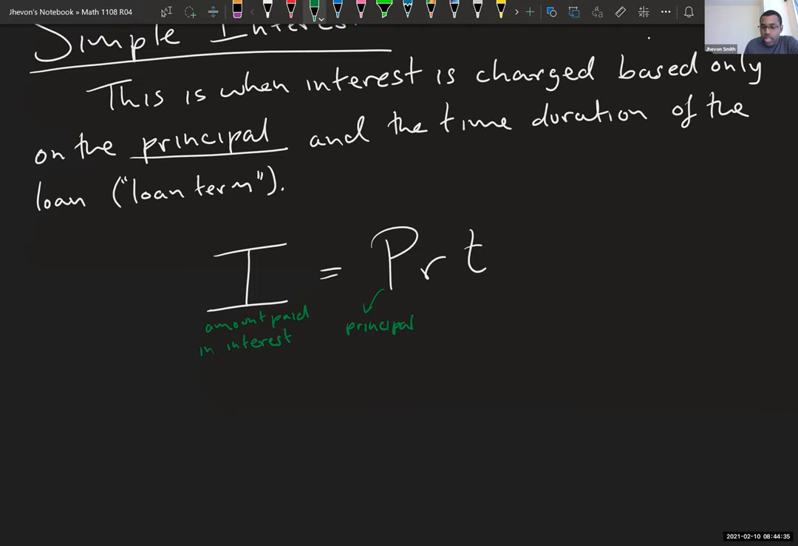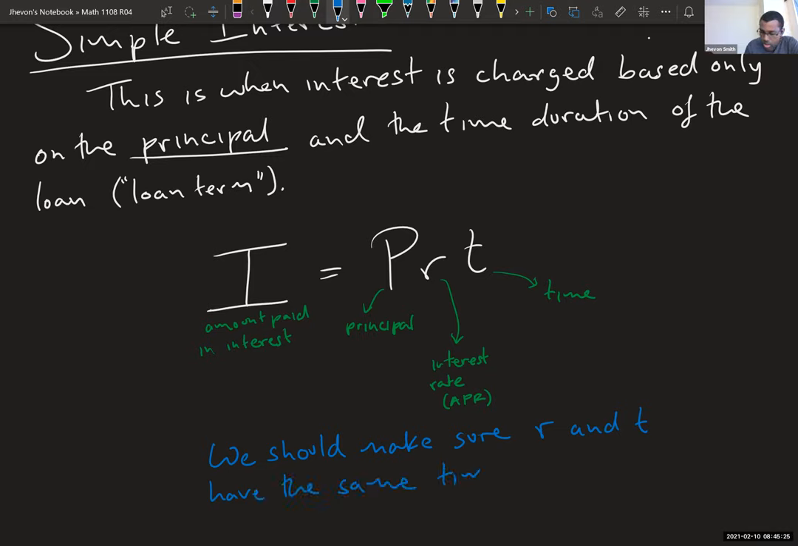All right, so you take the original amount, you're going to multiply it by the interest rate, and you're going to do that at the end of some time, because your interest rate is in terms of time, right? It's interest rate per year, right? So you can measure time in years, or you want your interest and your time to be measured in the same units. So that's something you need to be careful of.